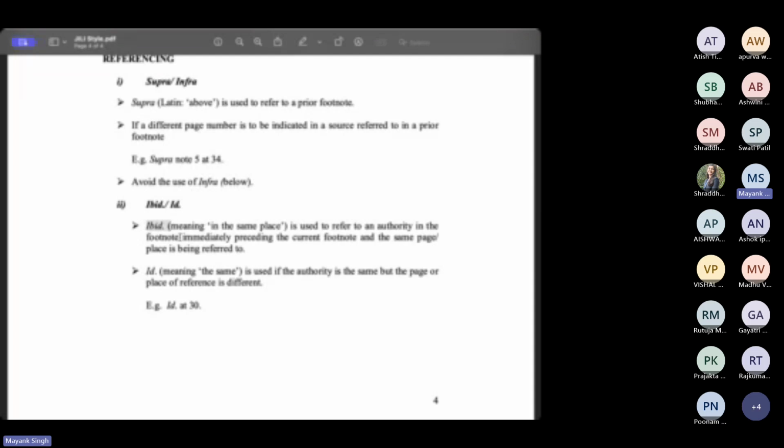So please keep in mind that supra, infra, ibid, id, all these things are written in italics only. In ibid, there is a full stop. In id, after id, there is a full stop.